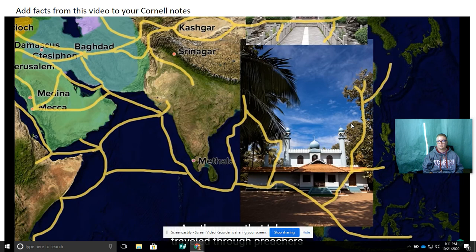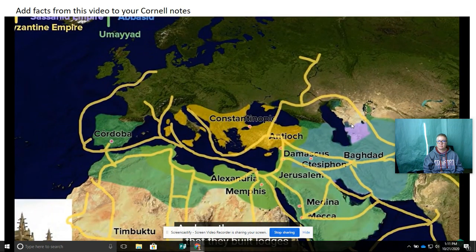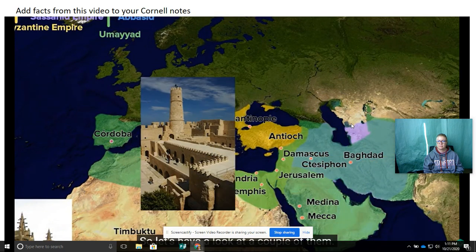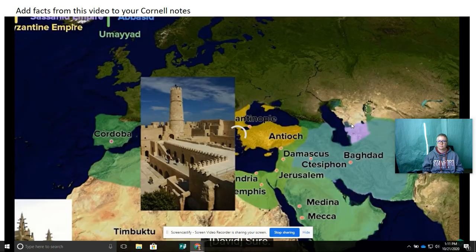Another way that Islam traveled through preachers was through Sufis. So let's talk about Sufis for just a minute. Sure. Sufis were like a mystical devotional practice, and we see many iterations of Sufism in all different sects of Islam. But they were particularly successful at spreading Islam for a few reasons. One of them was that they adapted the teachings to local traditions. And another reason was that they built lodges and places of worship along the way. And these sometimes function like community centers and monasteries. So let's have a look at a couple of them. Sure. Let's look at some North African ones.